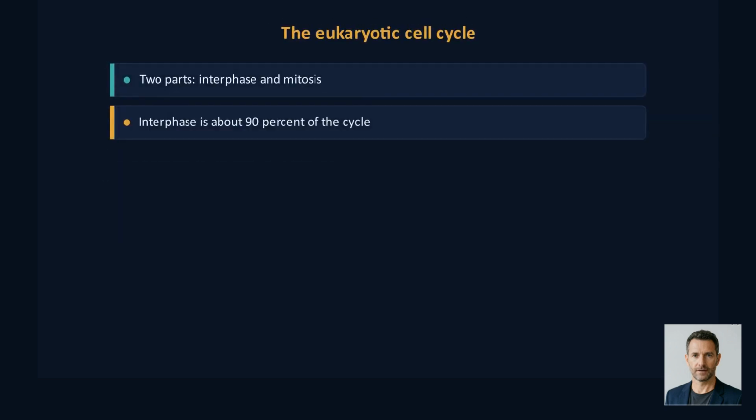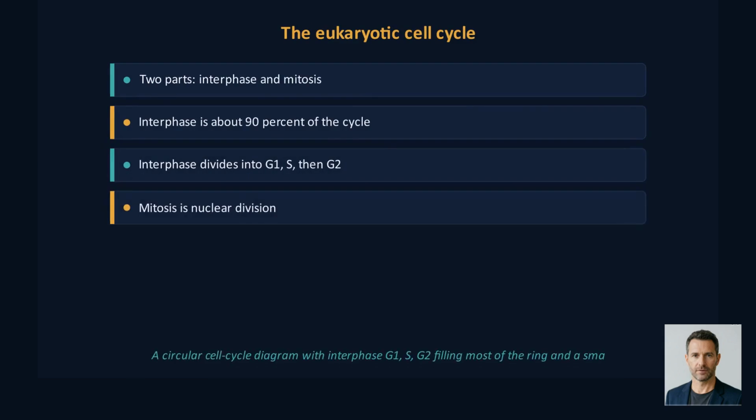A eukaryotic cell does not divide on a whim. It follows an ordered program called the cell cycle. That cycle has two broad parts, interphase and mitosis. Interphase is by far the longest stretch, accounting for about 90% of the whole cycle, and it is itself divided into three phases in sequence, G1, then S, then G2.